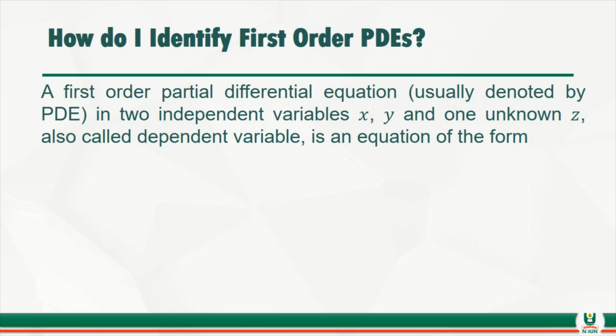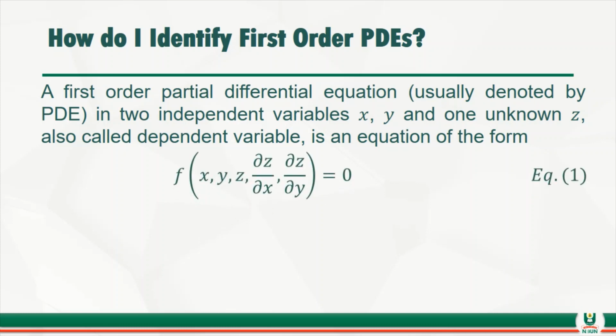Now let's proceed. A first order PDE is usually a PDE in 2 independent variables x and y and 1 unknown function, which is the dependent variable z. We can write it in the form of equation 1 here. If you look at this equation, we have a function f that depends on x and y, which are the independent variables, and z is the dependent variable, and we have the partial derivative of z with respect to x and the partial derivative of z with respect to y equal to 0. That is how to write a first order PDE.